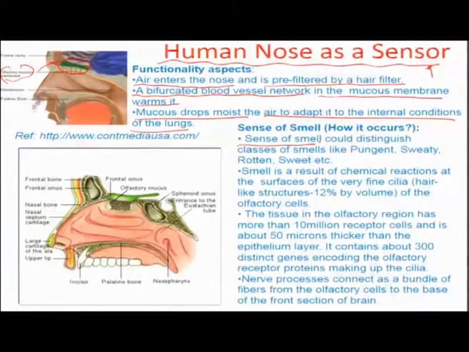Humans can particularly distinguish between smells which can be pungent, sweaty, rotten, sweet, etc. So, what exactly is going on in terms of the sensorial picture? What is the transduction effect?